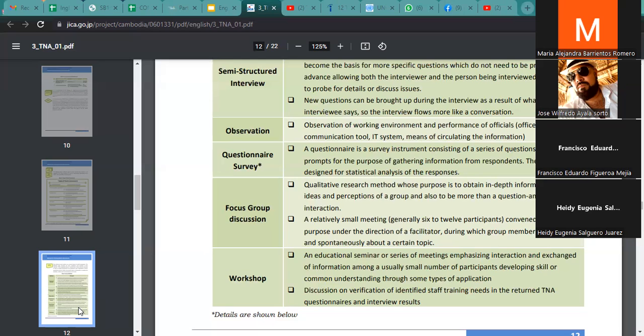Teacher, in the context, what mean officials? Well, this is just an example that we are reading. Everything is based on an example for something that is for a real company. So in this case, the most important is observation. Officials, it will be like employees, we can say. Okay, teacher.